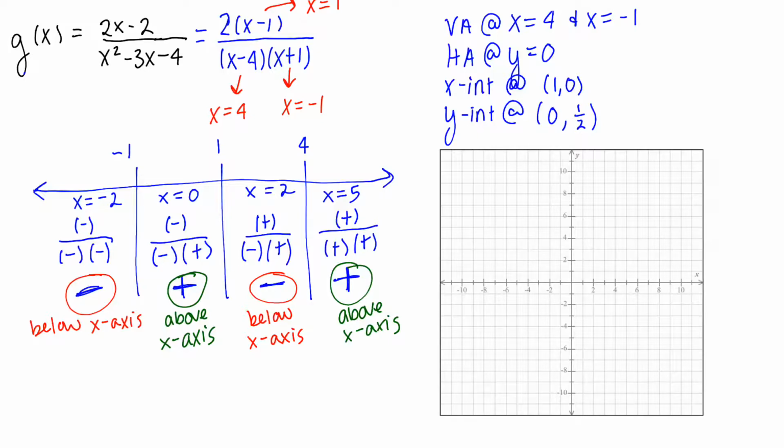Okay, we're going to start by plotting the things we know. So for instance, we know that there's a vertical asymptote at 4 and negative 1. So at negative 1 is right here. It's a vertical asymptote. I'm labeling it x equals negative 1.